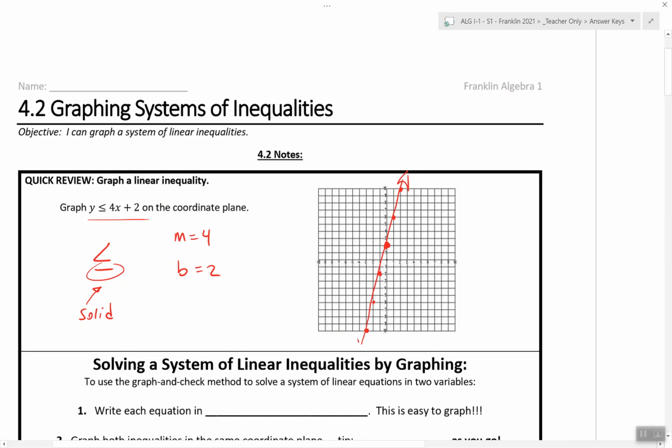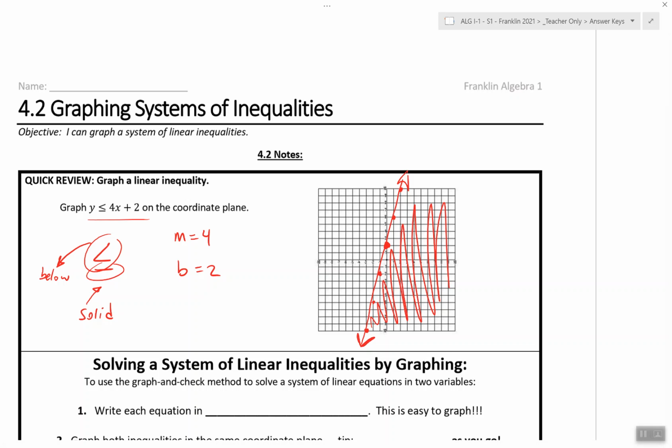And then we have to know where to shade our graph, and it says y is less than 4x plus 2, so we will shade below the line. So all the points below the line get shaded. So this is the graph of this linear inequality.